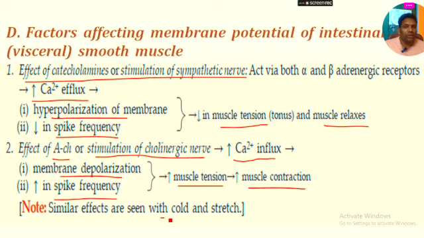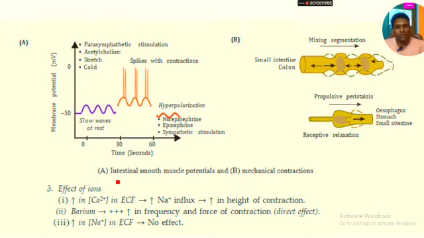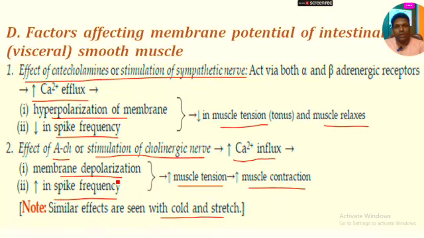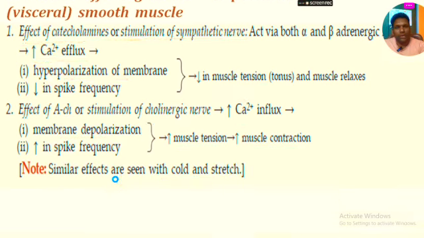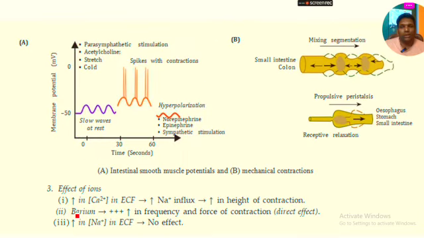The third one is the effect of ions. Here, an increase in calcium in the ECF increases sodium influx and increases the height of the contraction. With barium, the increase in the frequency and force of contraction is a direct effect, and with an increase in sodium in ECF, there is no effect at all.